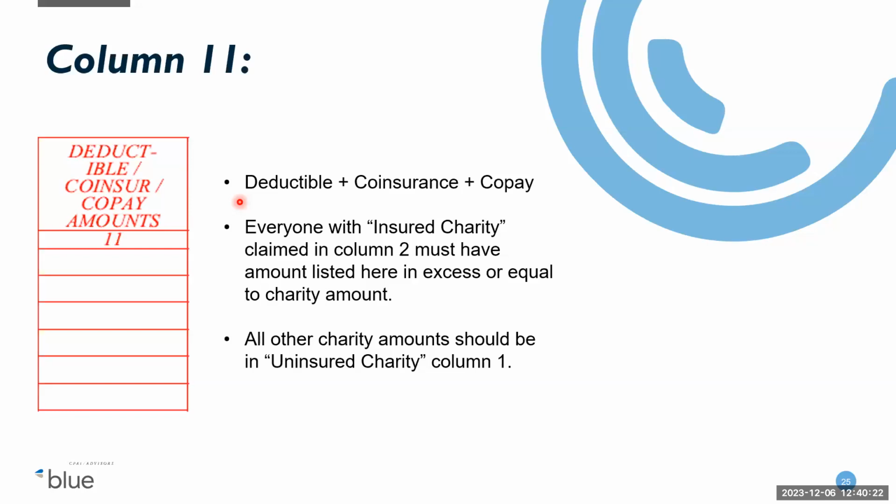So now they are requiring us to put whatever that deductible, co-insurance, copay amount is. So it's the total. It's not necessarily the amount of the deductible, co-insurance, copay that was written off to charity. It's asking for what is the total patient's deductible, co-insurance, copay. If you do not put anything in here, you're not allowed to basically claim any insured charity. They will require you to have something in here. So if there was a $100 charity write-off, you would have to have at least $100 or greater reported in this deductible, co-insurance, copay column for that to be accepted as an insured charity.